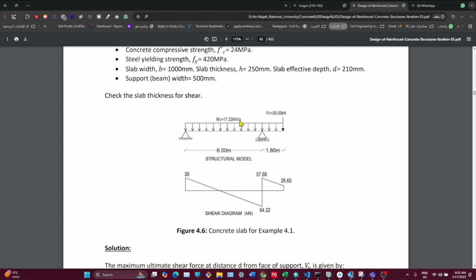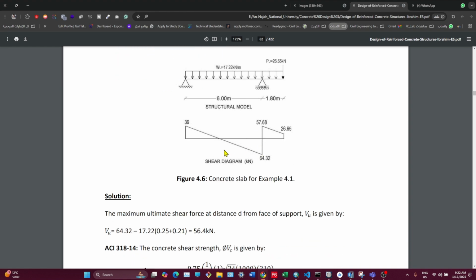This is kilonewton per meter, and by meter it will be kilonewton, like a point load here, downward. Plus the downward load, we also need to consider 17.22 by 1.8, which is 30.99 downward, plus 26.65 downward. Then we can compute the reactions in A and B. Summation of Fy, yes, that should be right.